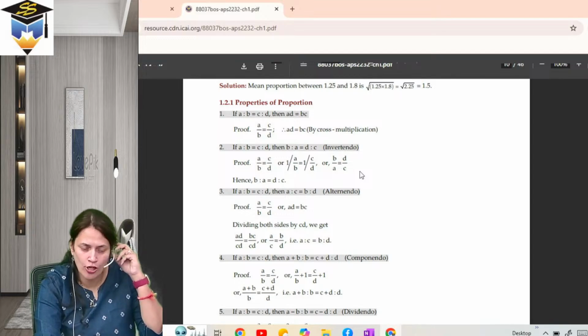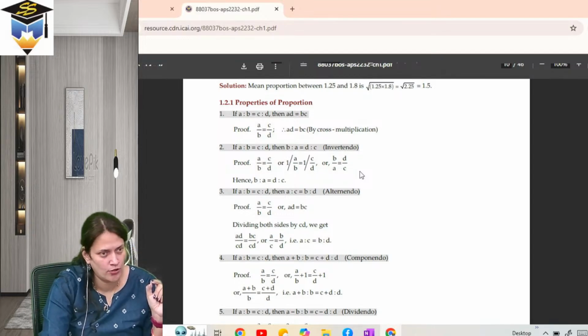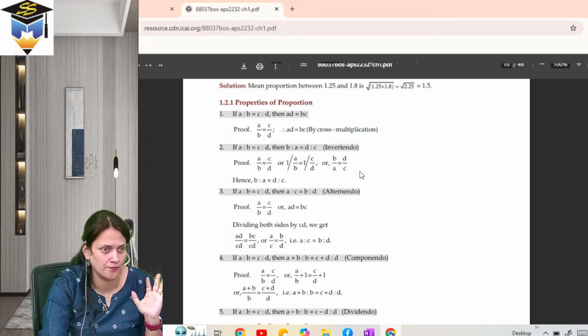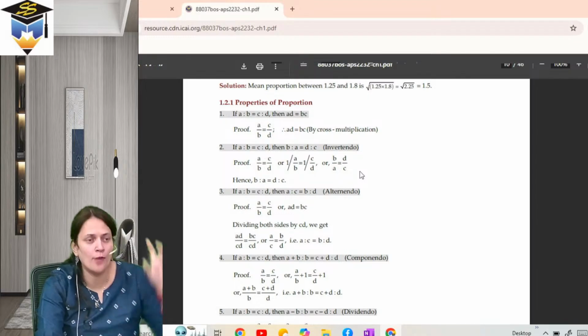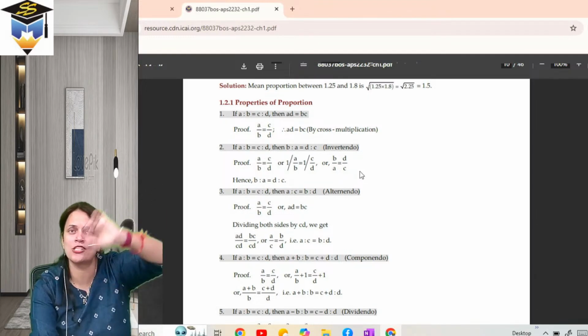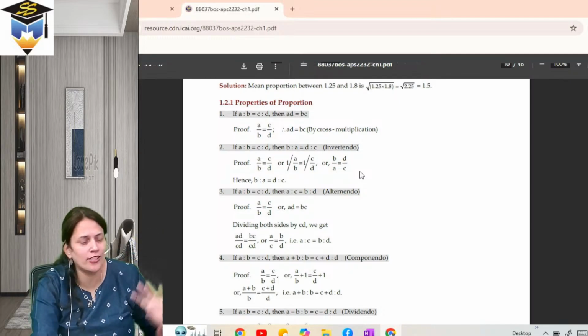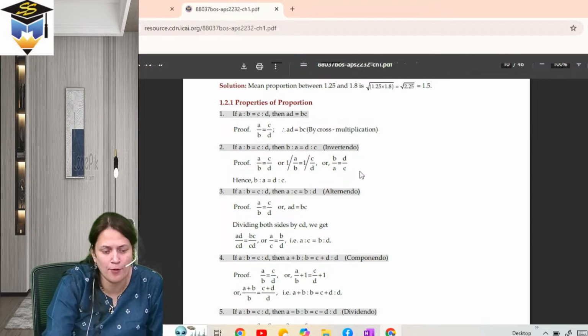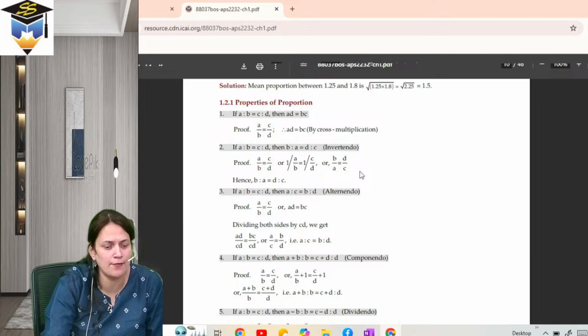When you apply componendo and dividendo together, you do both the steps together. So A plus B upon A minus B is equal to C plus D upon C minus D. This is called componendo dividendo. Componendo means add 1, dividendo means subtract 1. Together, addition and subtraction are done at the same time. So A plus B upon A minus B is equal to C plus D upon C minus D.